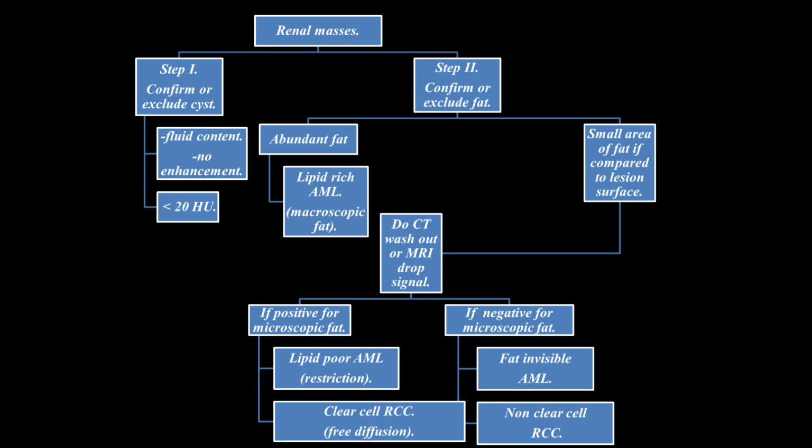But if this fat is small in correlation with lesion surface, do CT washout or MRI drop signal. If it is positive for microscopic fat, it will be either lipid-poor angiomyolipoma or clear cell renal cell carcinoma, which we can differentiate between by diffusion, where the former gives restriction while the latter gives free diffusion. If the result is negative for microscopic fat, it will be either fat-invisible angiomyolipoma or non-clear cell renal cell carcinoma.